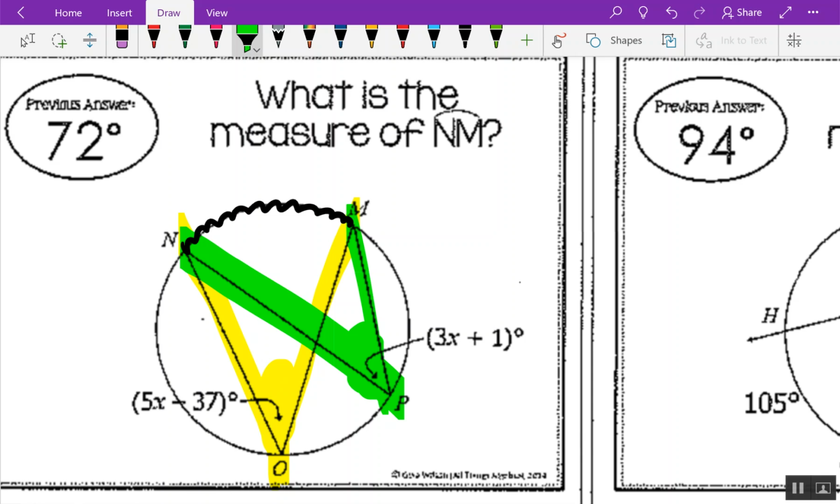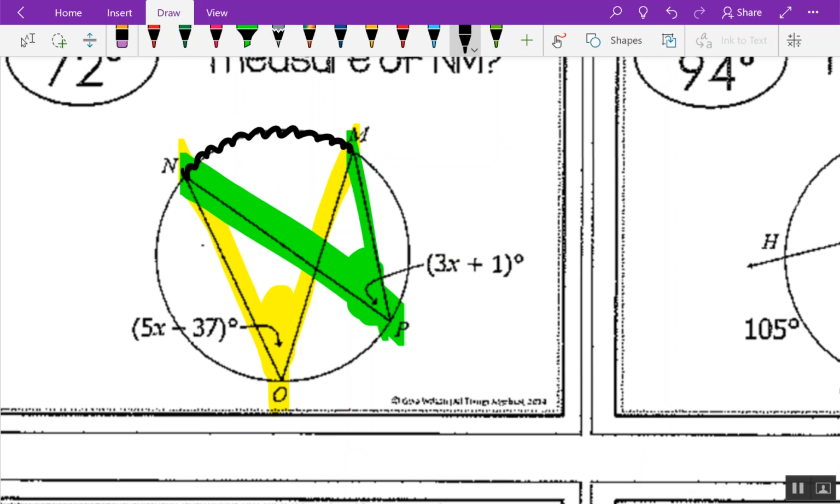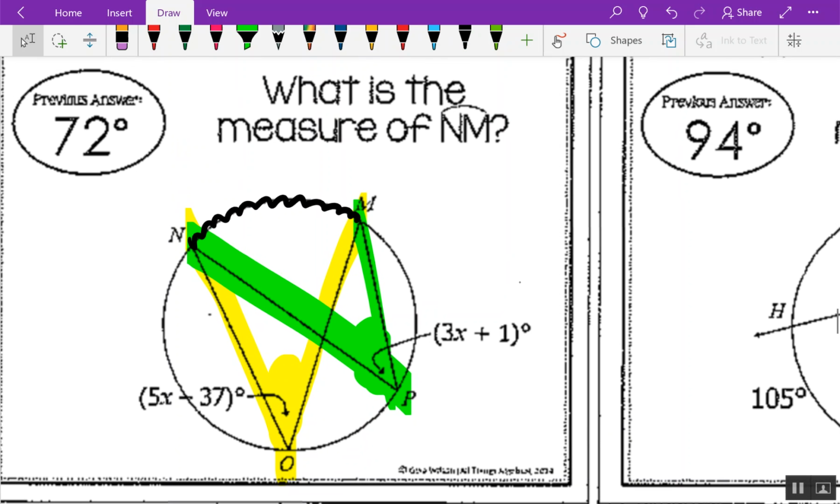Yes or no? We don't know the arc, but we know the angles, and we know that these angles are going to be congruent. So the inscribed angles are congruent.